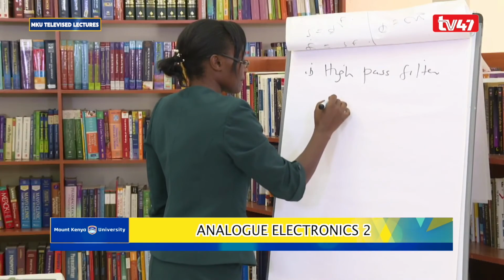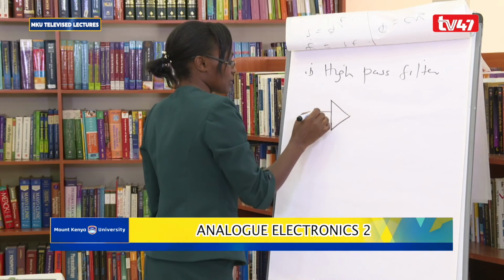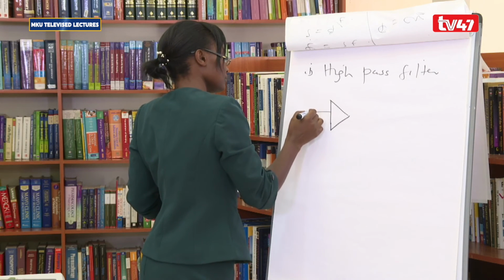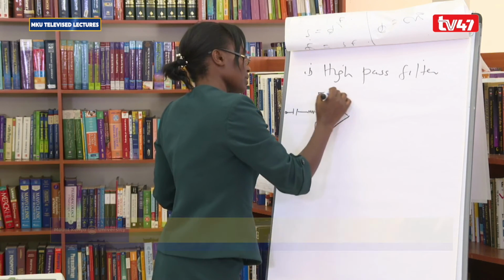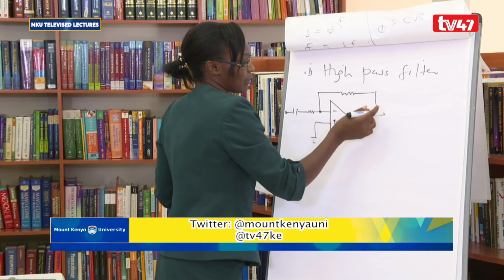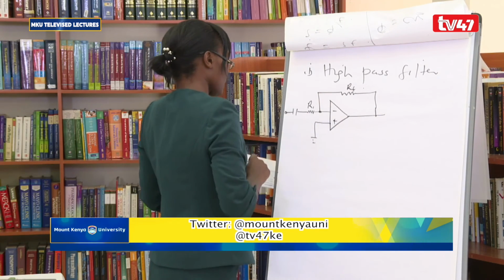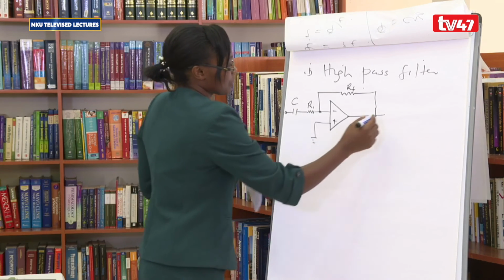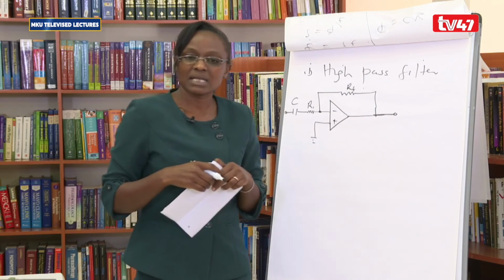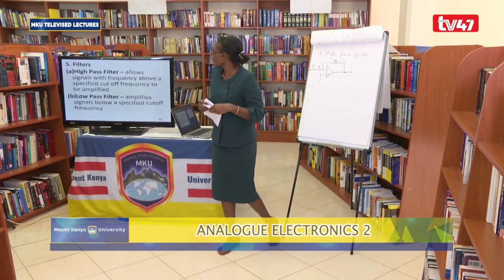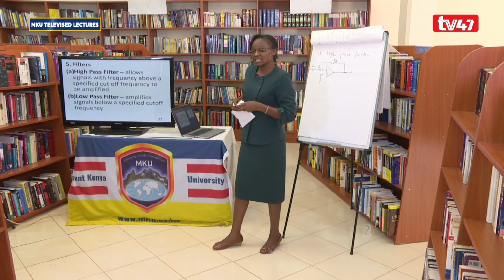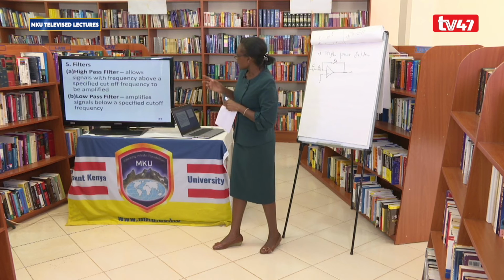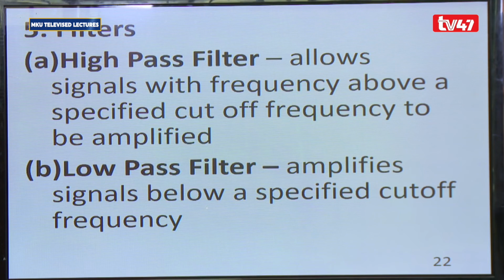With the high pass filter, I'm just giving a simple diagram here to explain the concept. We have our negative input, our feedback resistor RF remains. We have R1. We can have this capacitor C. The high pass filter is a circuit that will allow signals with frequency above a specified cutoff frequency to be amplified, and will greatly attenuate any signal that is below the cutoff frequency. This is what we mean by a high pass filter.